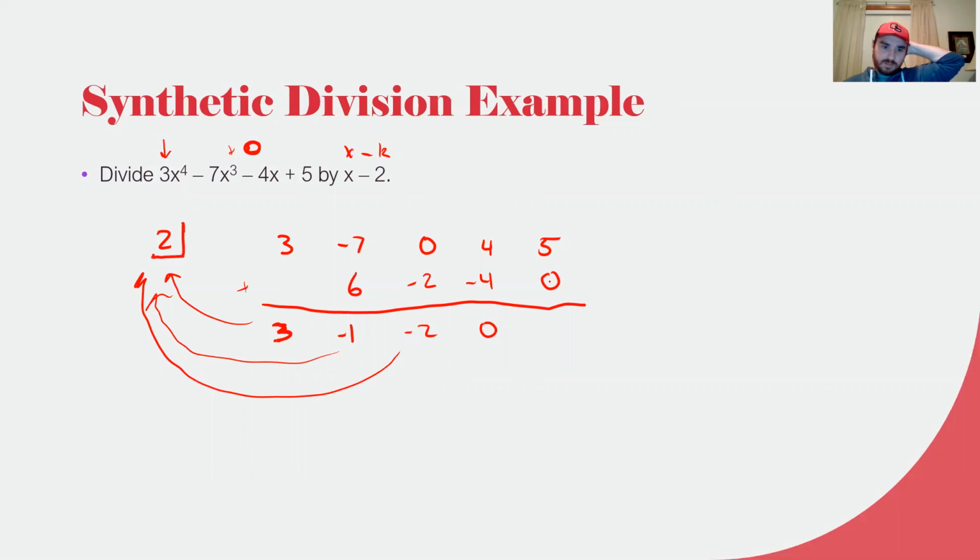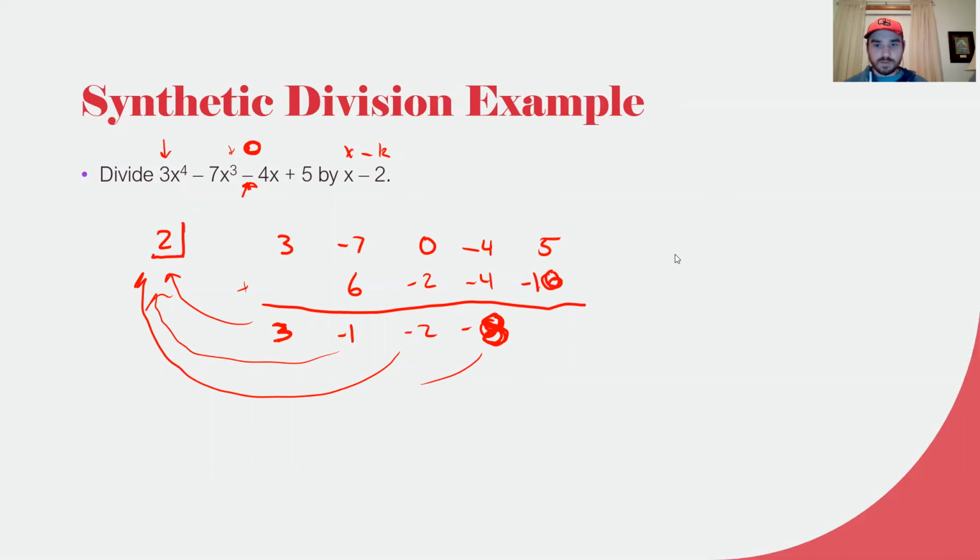Did I mess something up again? Yes, I did, because this should be a negative 4. Sorry, this is a minus. It's my bad, I put that in wrong. So this should be negative 8. Ignore that last step. Then we do negative 8 times our k value, which is 2. So this should be negative 16.